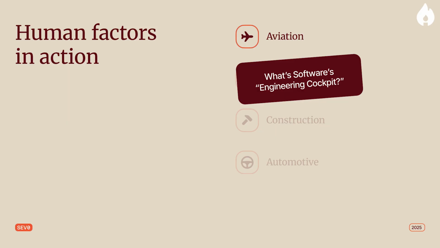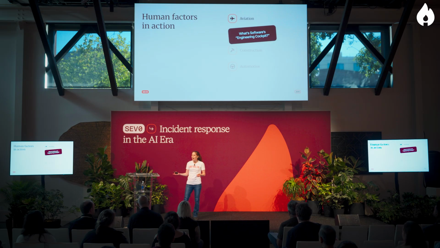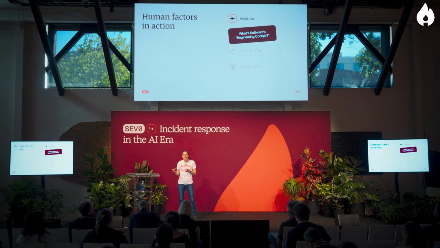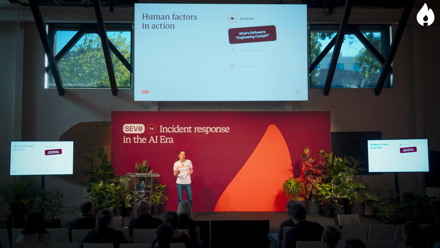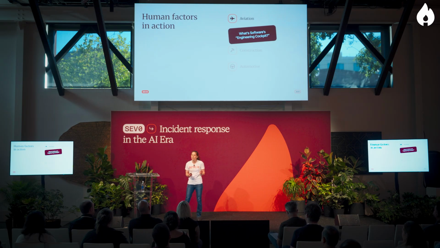So now let's think about software. What is our engineering cockpit, if you will? It probably includes things like Slack, deployment tooling, observability tooling. Similar to an airplane cockpit, these systems give us signals and information that we need in order to do our jobs. How we deliver those signals to engineers can mean the difference between a smooth day-to-day operation or causing a full-blown incident.